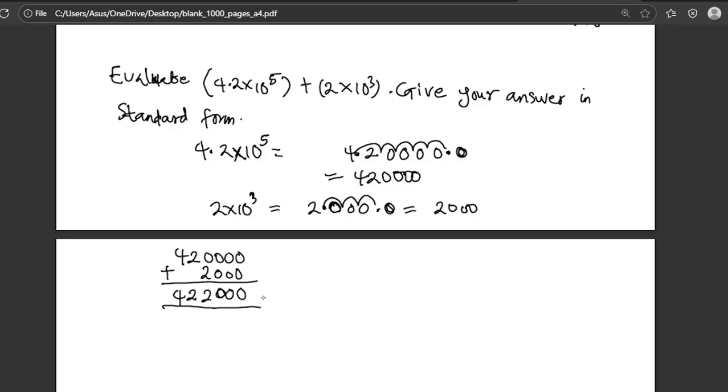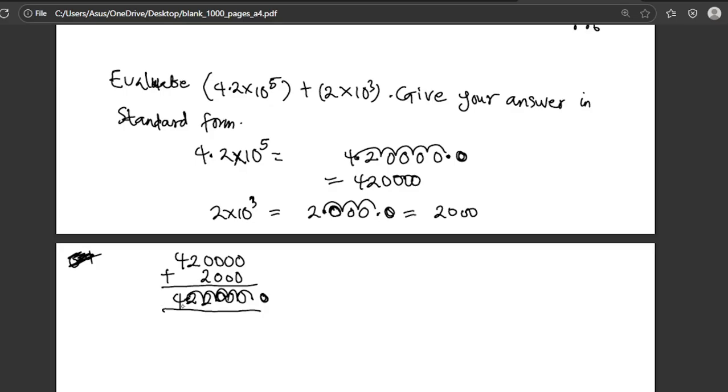I convert this back to standard form. That's the next thing to do. So how do we do that? Now take the decimal point back to the left. 1, 2, 3, 4, 5. We said don't go beyond 4, so that our number will be between 1 and 10. Once you go beyond 4, you have something like 0.4, which is not between 1 and 10. If you stay between 4 and 2, we have 4.2, times 10 to the power.